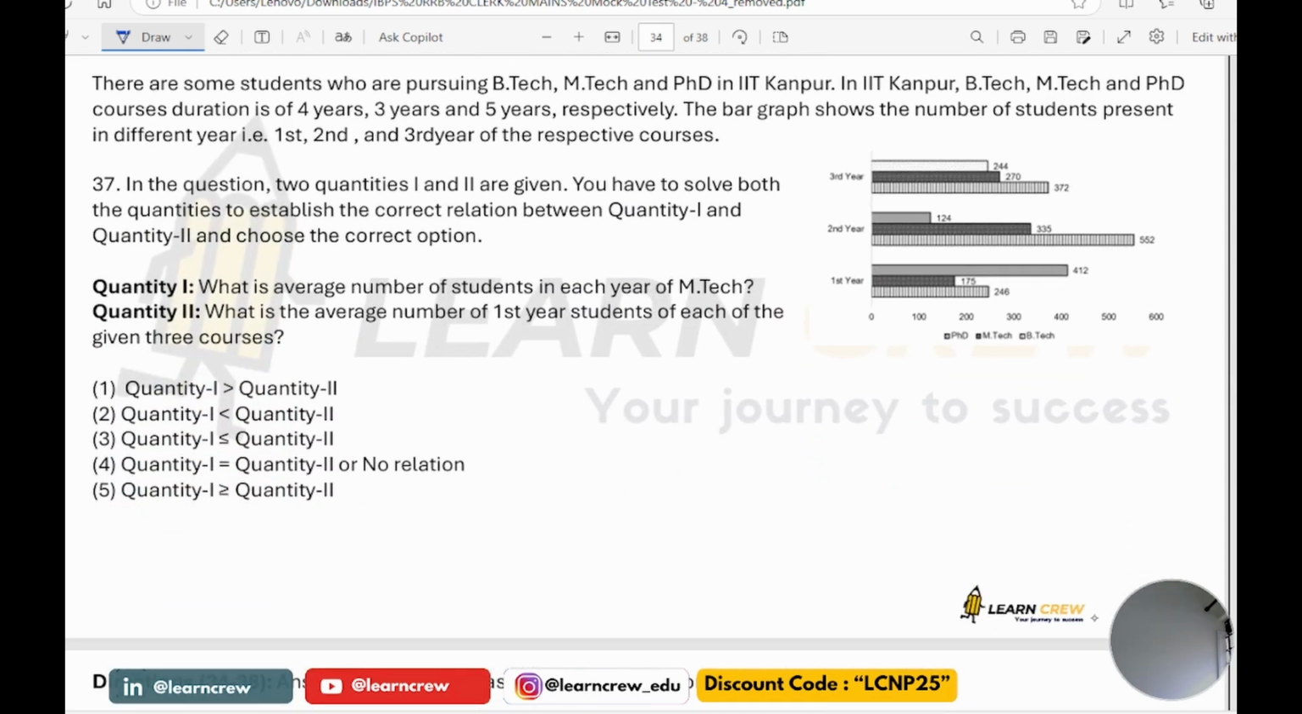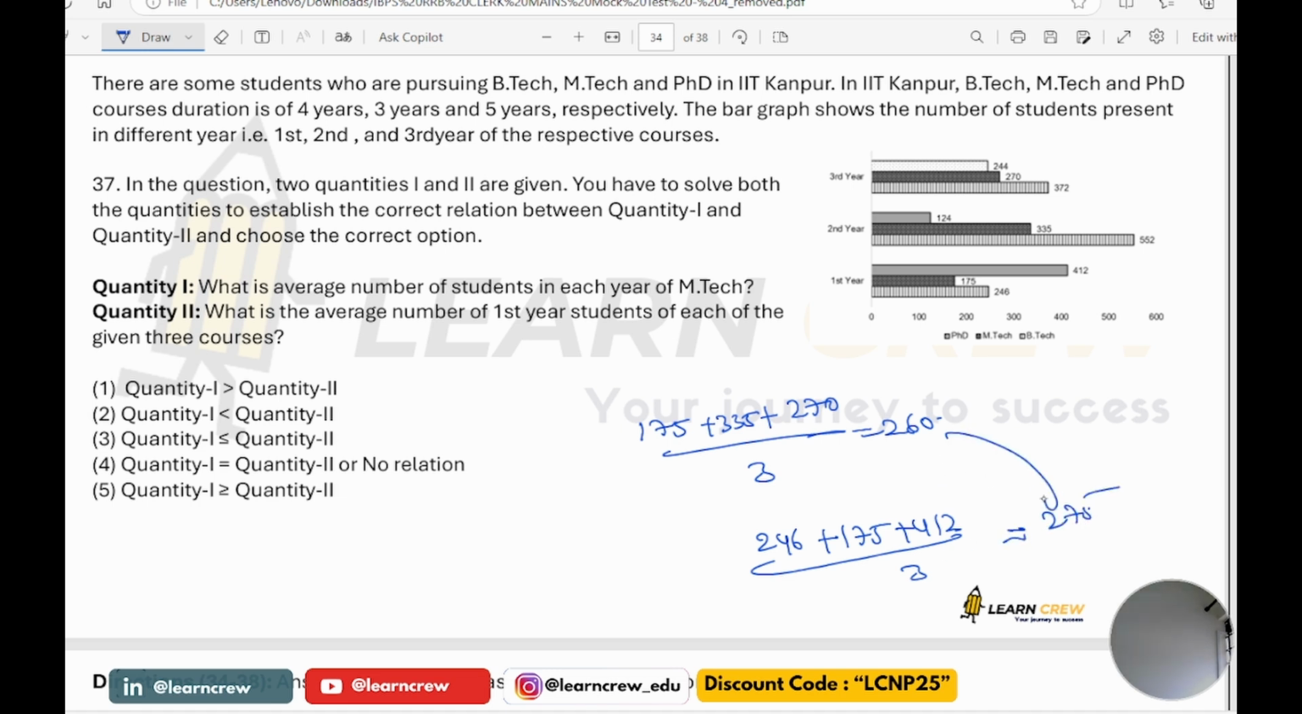Next. Please see what is the average number of students in each year of MTech. So it is 175 plus 335 plus 270 divided by 3, which is 260. And what is the average number of first year students in each of the given courses? That is 246 plus 175 plus 412 divided by 3, which is approximately 275 or 277, right? So 260 is less than 275, 1 is less than 2.